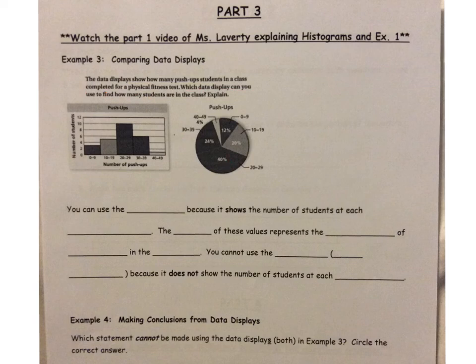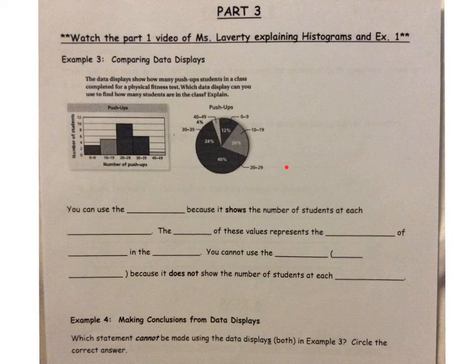Both of these graphs represent the same information, but we can't get some information from one that we can get from the other. But both of these graphs depict the data of the students that completed push-ups for their physical fitness test. So if we take a look at our histogram, we can see that it looks like 3 students completed anywhere from 0 to 9 push-ups, followed all the way down to 40 to 49 push-ups. It appears that only 1 student could do 40 to 49 push-ups.